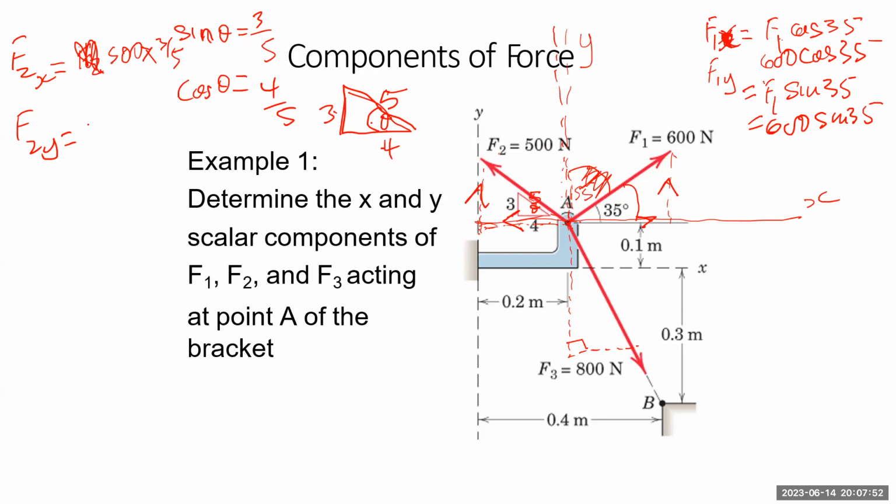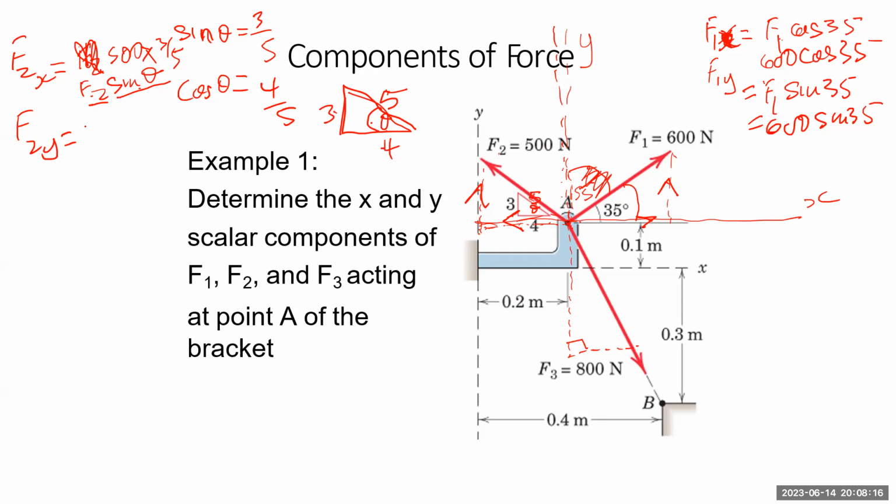You agree? Because you could write this as F2 sine theta, which equals 5 times 3/5. You agree? Okay. Because of the ratio of the sine. The next one, give me the next one for the Y.